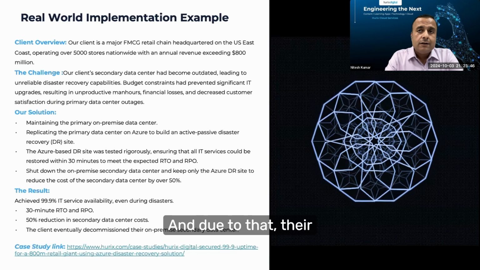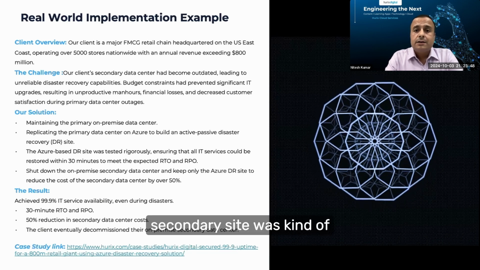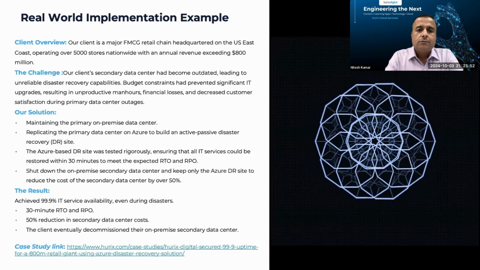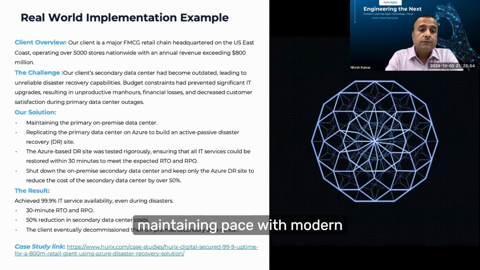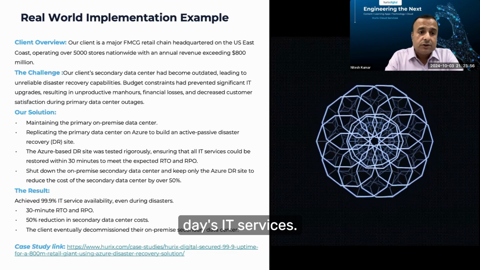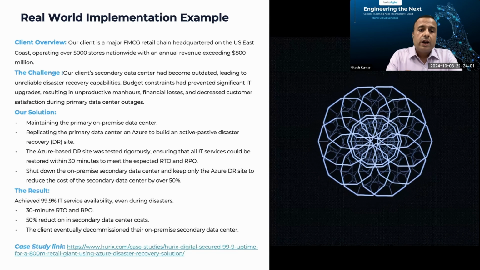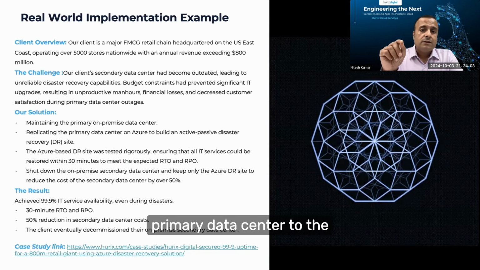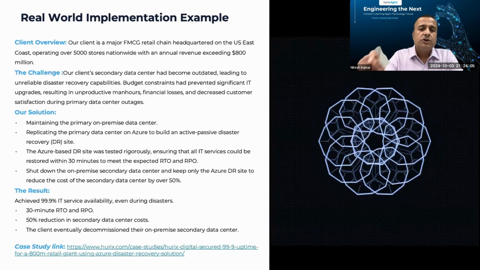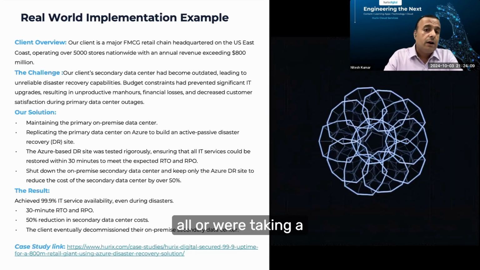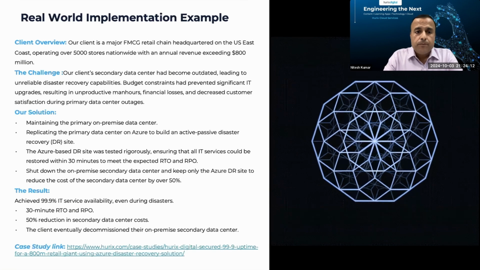And due to that, their secondary IT site was outdated and they were not keeping pace with modern day IT services. And whenever there was a disaster and they tried to fail over their primary data center to the secondary one, many of their mission critical applications either were not working at all or were taking a lot of time to fail over.